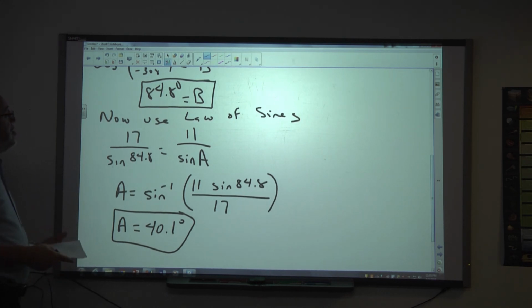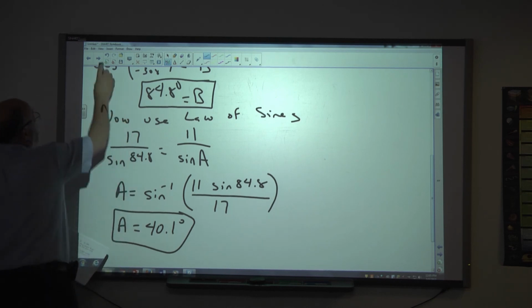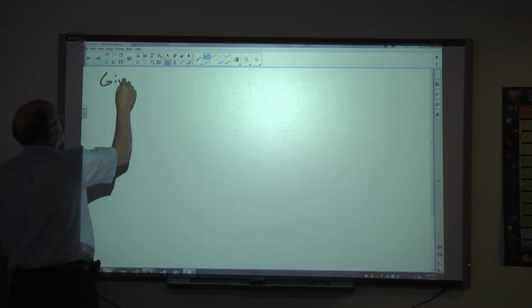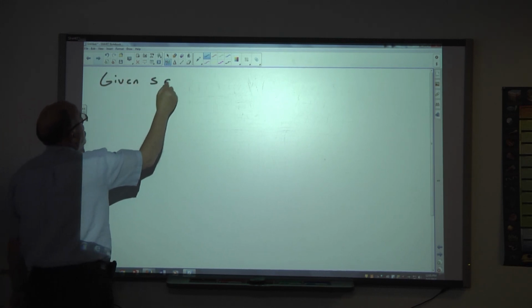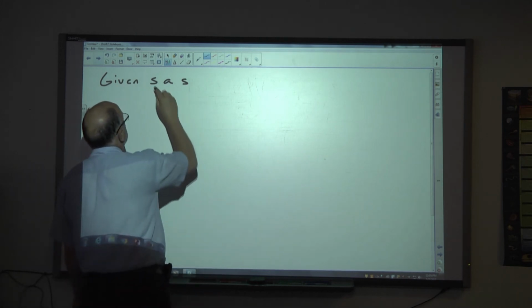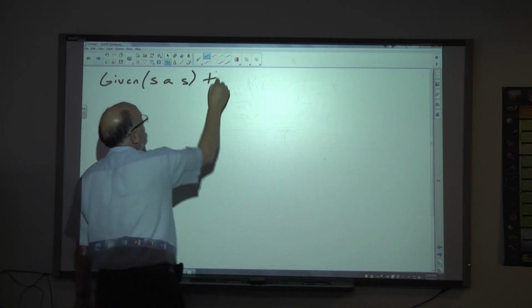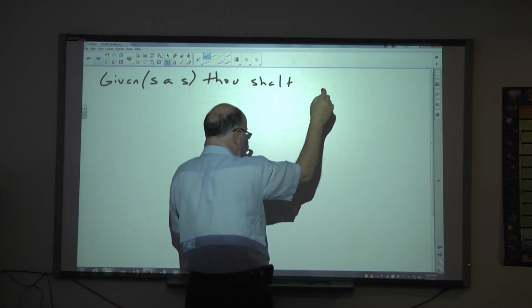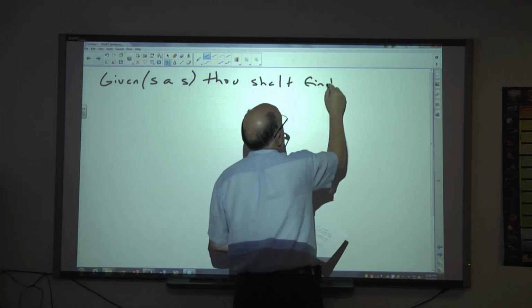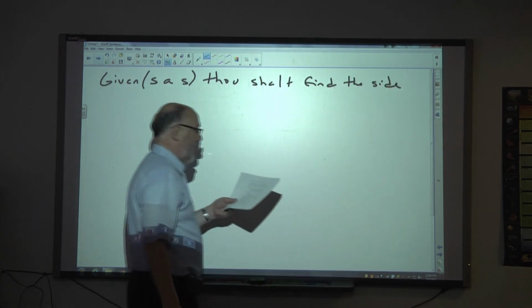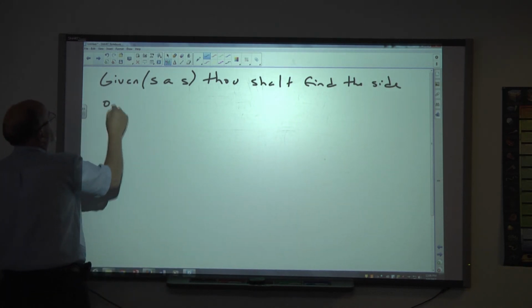So we use law of cosines when we have all three sides. The other scenario is if you're given side-angle-side, and then you have, in terms here, a couple of thou shalts. Thou shalt find the side opposite the given angle first.